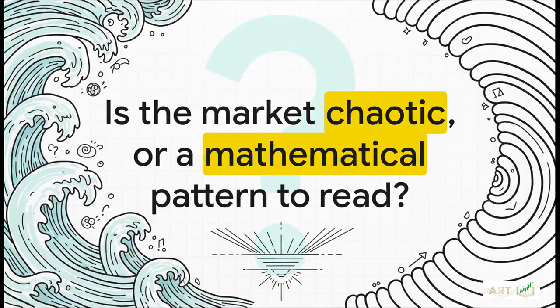Which brings us to our final thought for this explainer. Is the massive financial market truly a chaotic ocean, driven solely by random news and unpredictable panic? Or is it just a massive mathematical pattern, a series of Fibonacci-driven waves waiting for you to learn how to read them? The Elliott Wave principle offers a highly structured lens to see the order within the chaos.